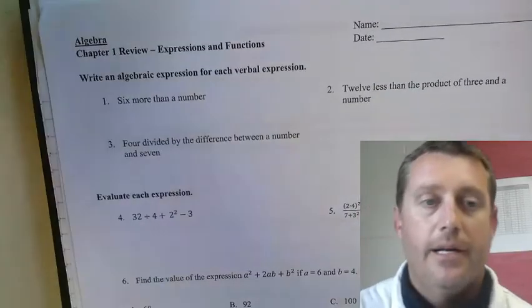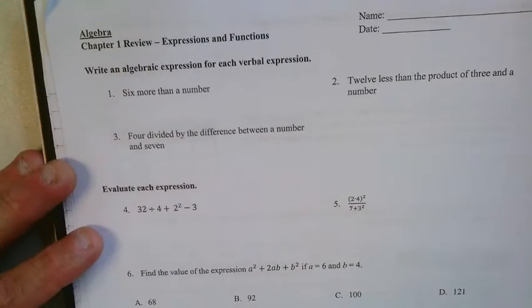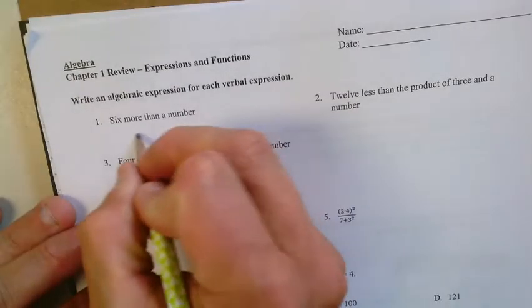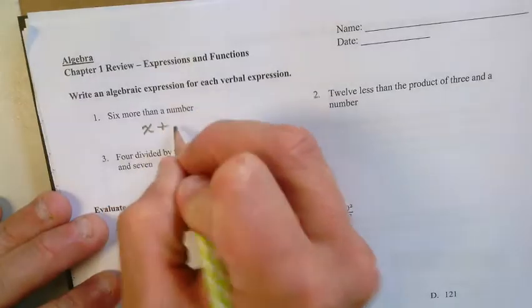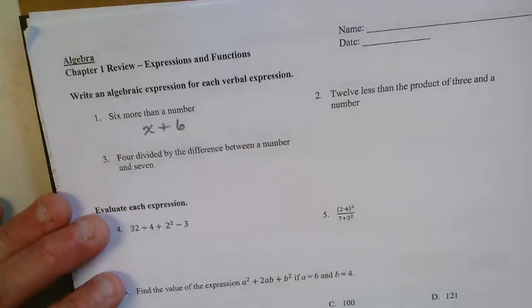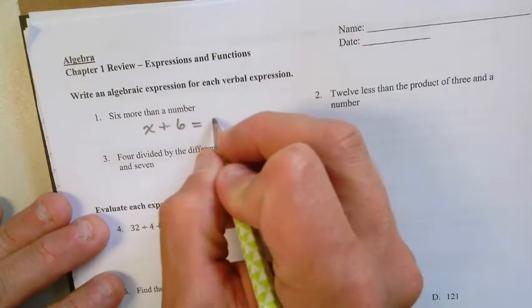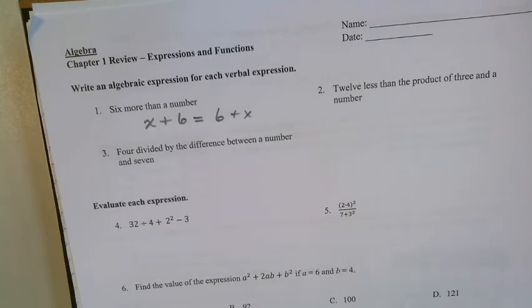I'm going to get right into it here. So right now, algebraic expression for each verbal expression, 6 more than a number. The number is going to be x in this case, more than is plus. I'm going to say 6. In this case, this is the same as doing 6 plus x. I don't care whichever way you want to do that.